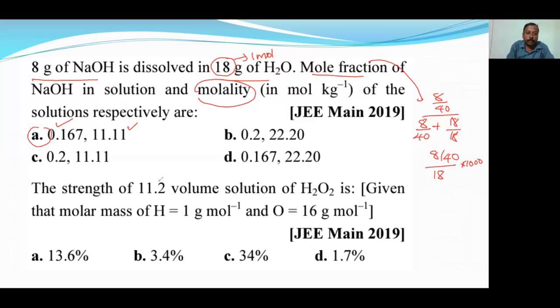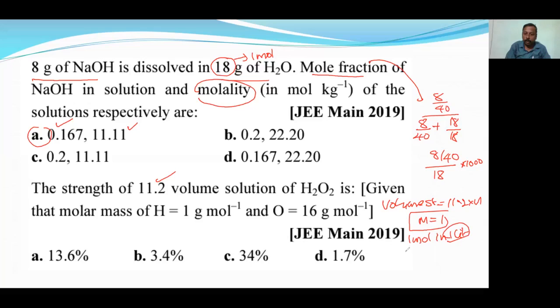Then the strength of 11.2 volume solution of H2O2 is given, and you have to find out the strength. There is a direct formula, I am writing it here. Volume strength is equal to 11.2 into molarity. So here molarity is equal to 1. 1 molarity means 1 mole in 1 liter. 1 mole of what? Here H2O2.